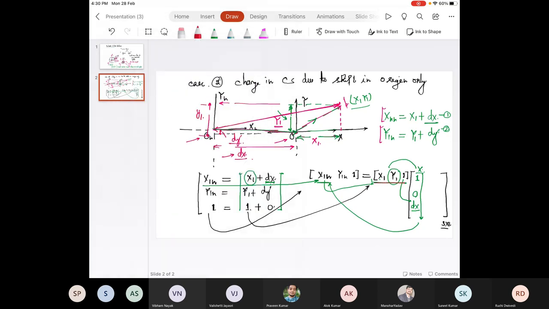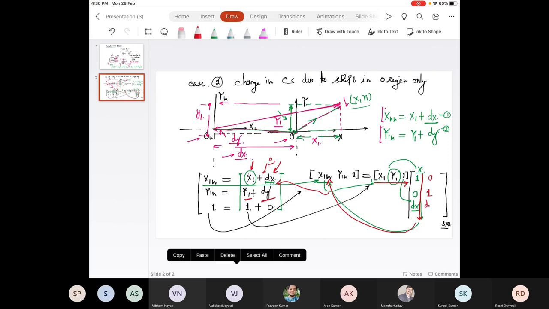Now see, if you multiply this into this, you will get this value, and it is given over here. Check it. For x1, the coefficient is 1. At y position, no value, it's 0, and for dx, it's 1. Similarly, in y1n, we don't have a value at x, it's 0. For y, the coefficient is 1. And now we have dy, so dy comes out to be here.